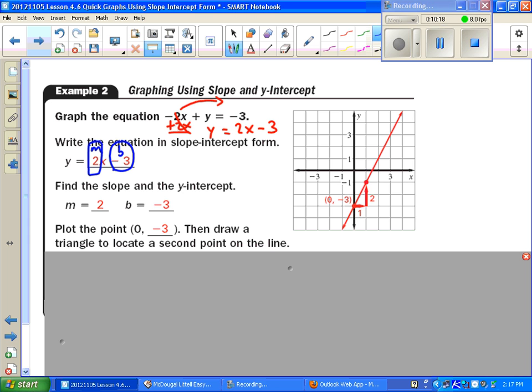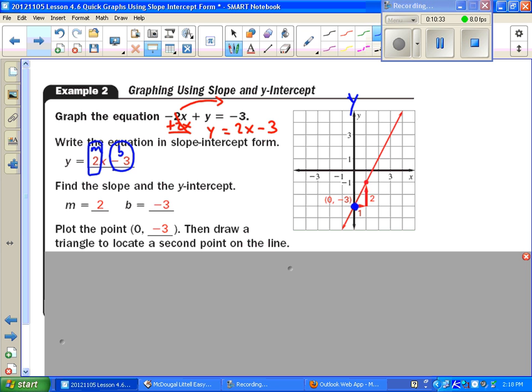It says plot the point (0, negative 3). Again, not necessarily super necessary to do, and I know it's a little redundant saying that, but just go to y's value. We know this is our y-axis. Go to y's value of negative 3, and that's what you want to plot.